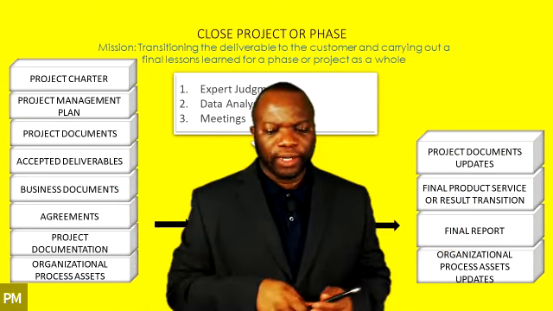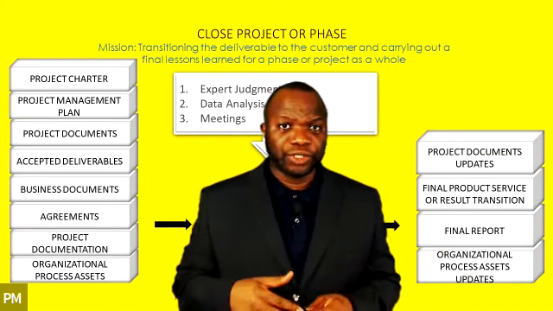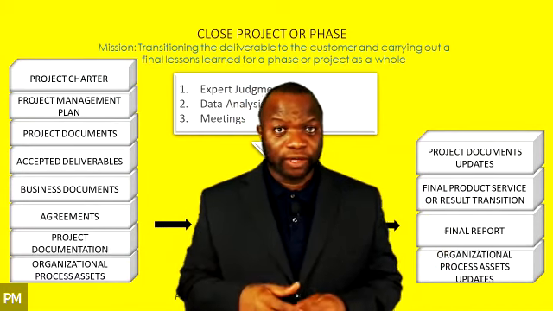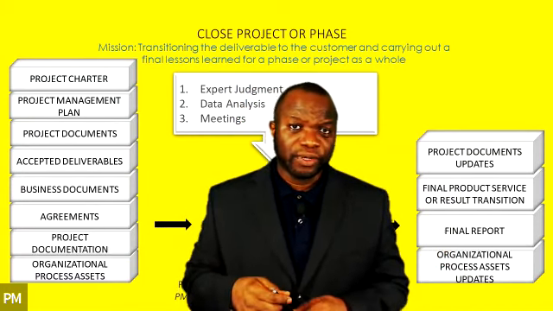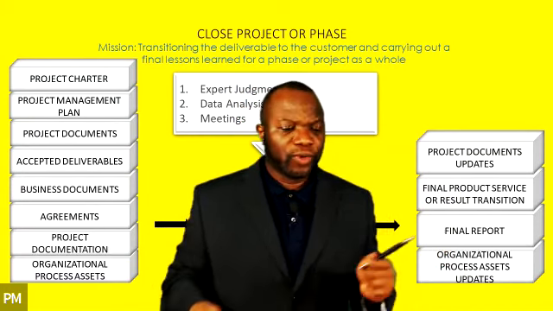For example, one of our clients builds ships. They get done with the ship, maybe it's for the Coast Guard. There is a final transition of that ship. There's a ribbon cutting, there's a big old show, and it's formally transitioned to the operations team at the Coast Guard, for example. So whenever you see final product, service, or result transition, just remember it is this accepted deliverable that you are transitioning, okay?